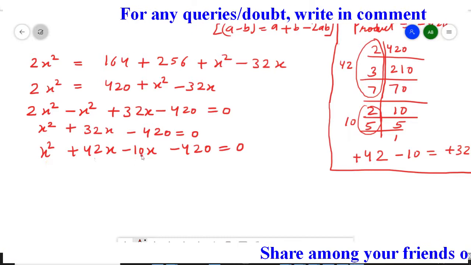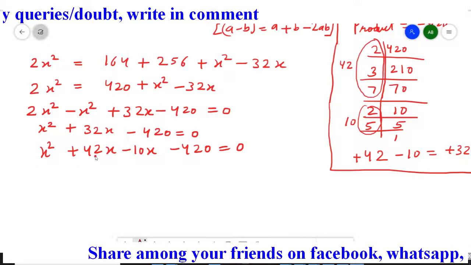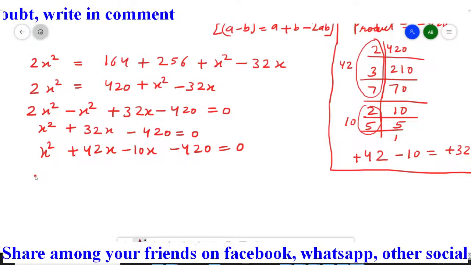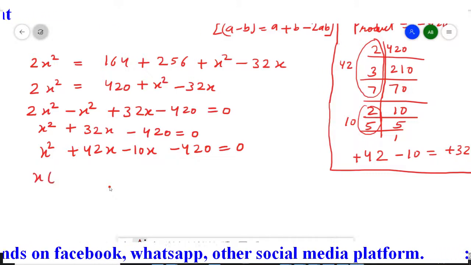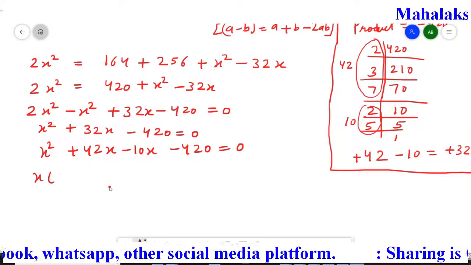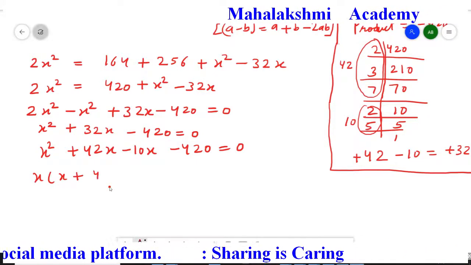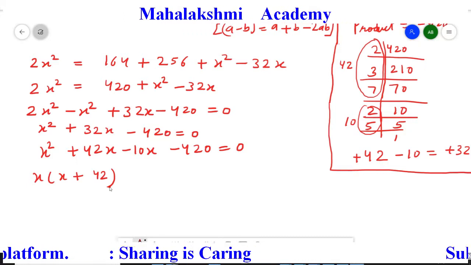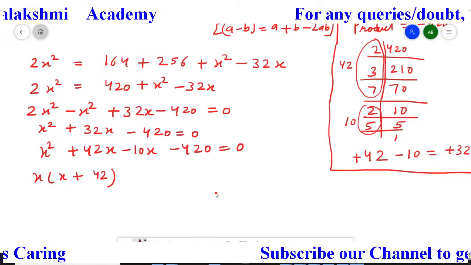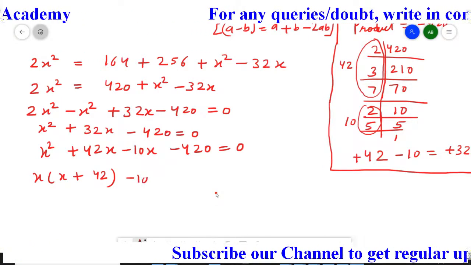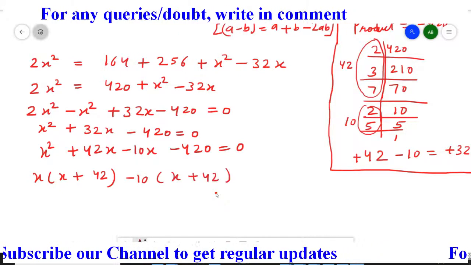Now after writing them in splitting form, this is our first group and this is our second group. Now from the first group, what is common here? x. So we will take x common. After taking x common, in the bracket we are left with, just divide them: x square divided by x is x, and 42x divided by x is 42. In the same way, from these two, we can take minus 10 common. So when we take minus 10 common, we are left with x plus 42, bracket close, equal to 0.